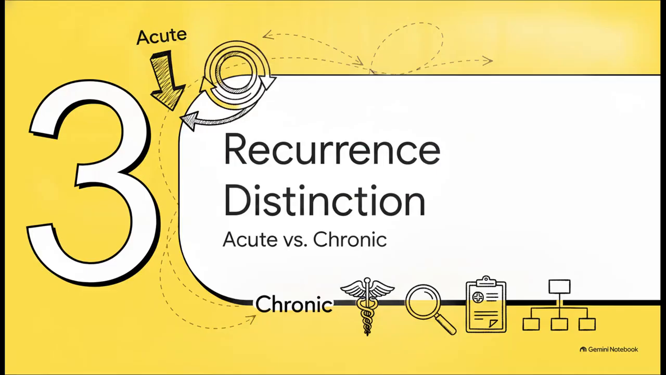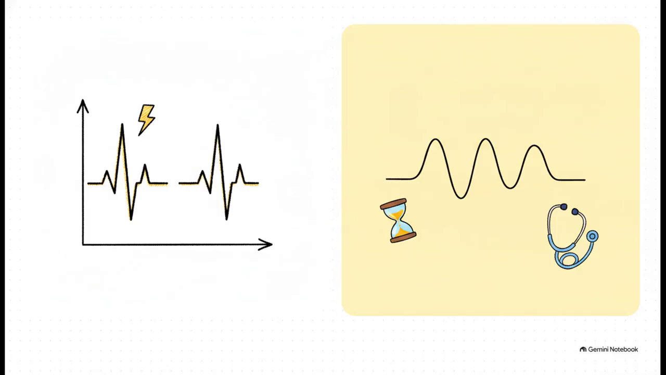Which brings us to Section 3, the recurrence distinction. Now what's really interesting about this slide is how it breaks down what is probably the most common trap coders and auditors fall into. There's this massive misconception out there. Listen carefully. Just because a patient gets something over and over again does not magically transform it into a chronic condition. An acute condition can absolutely be recurrent, but it completely lacks that continuous, long-term duration of months or years.